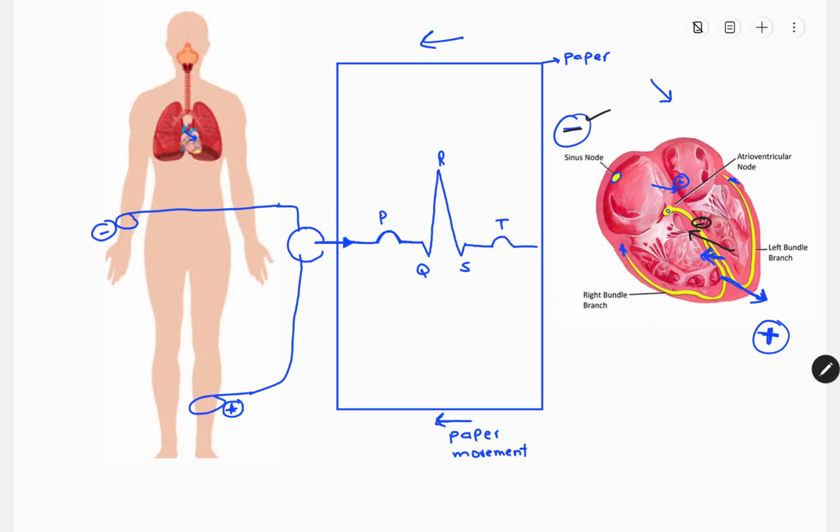After this, the whole of the ventricle is depolarized, so the galvanometer was showing a straight line, like no deflection. After this, repolarization occurs, and repolarization is a very slow process, and its vector is a negative vector moving towards the negative electrode, so it is also showing a positive deflection in the form of the T wave.